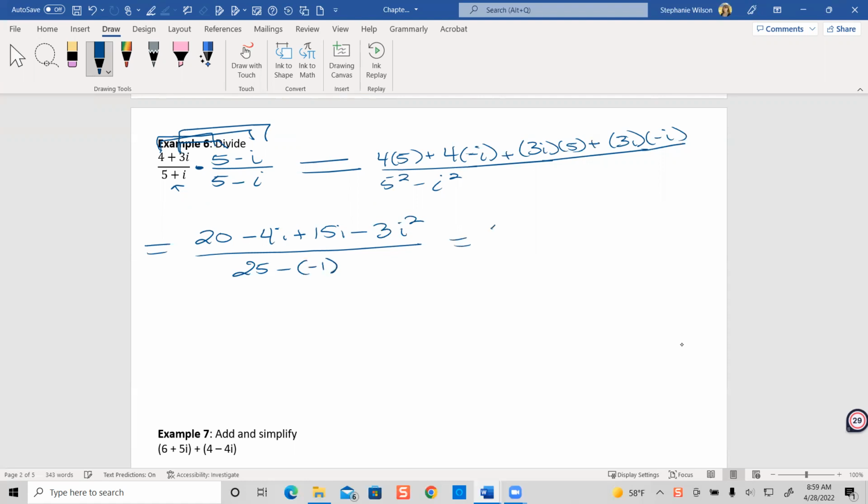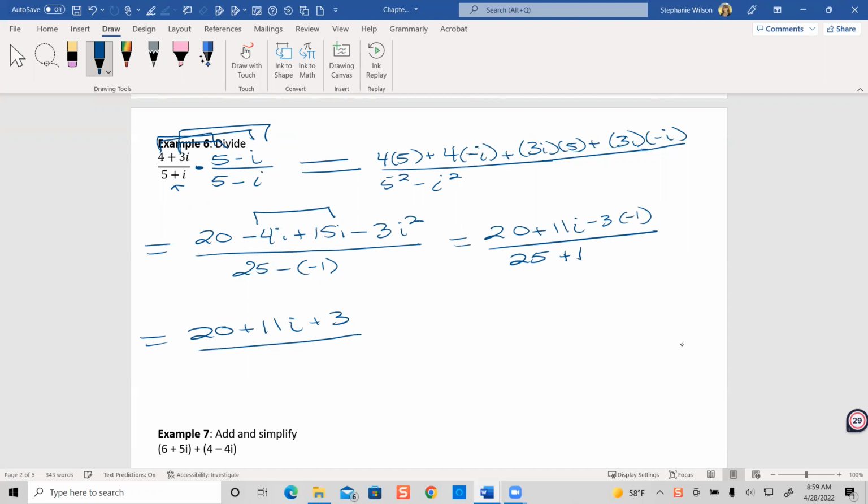Let's clean up some more. I got 20. These two here we're going to put together: I have 15i, I subtract 4i, now I have 11i. This i squared becomes negative 1. I'm doing an extra step; some of you will not need this many steps. Negative times negative is positive, so now I got 20 plus 11i. That negative times negative becomes a positive, so 25 plus 1 is 26. Now I'm going to put these two together, and I get 23 plus 11i over 26.